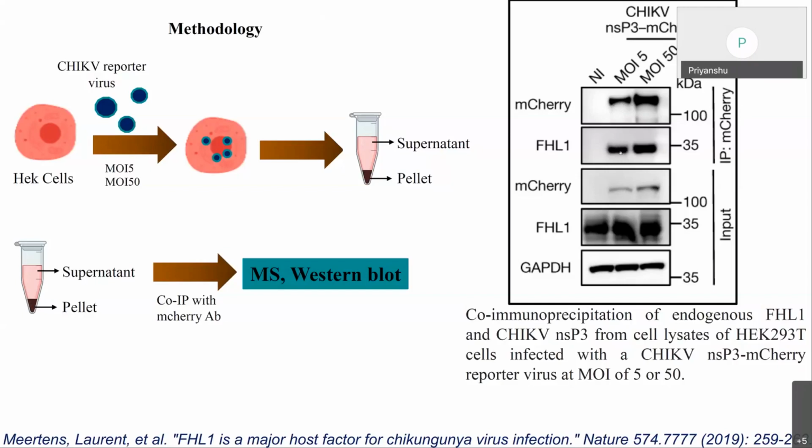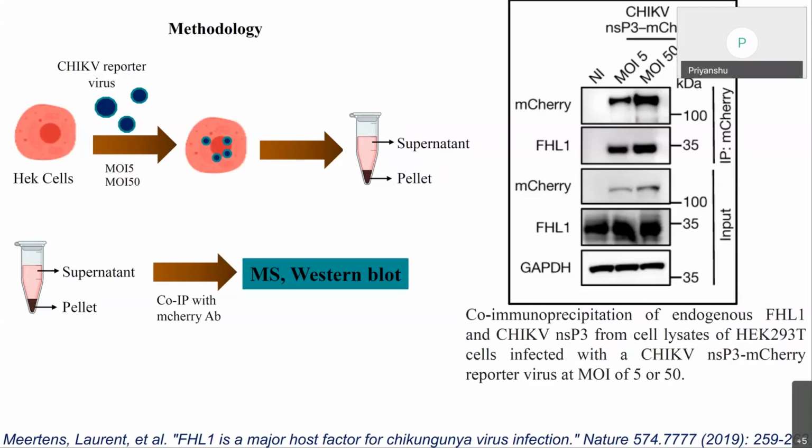But to further validate it, they used MOI 50. In MOI 50, the production of proteins goes high. So in that case, you can see that the NSP3 protein is high, and FHL1 is also high. So these are the ways that you can validate the interacting partners.